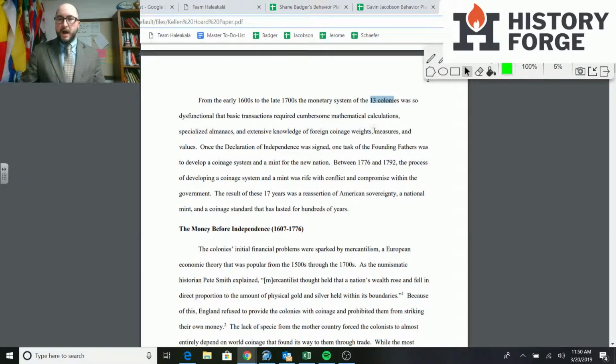We're talking about economics because they're mentioning a lot of economic terminology. So like right here it says coinage. Talking about the weights, measures, and values. Talking about transactions up here. The monetary system is just another word for the economy. So we have a lot of understanding right from the get-go.